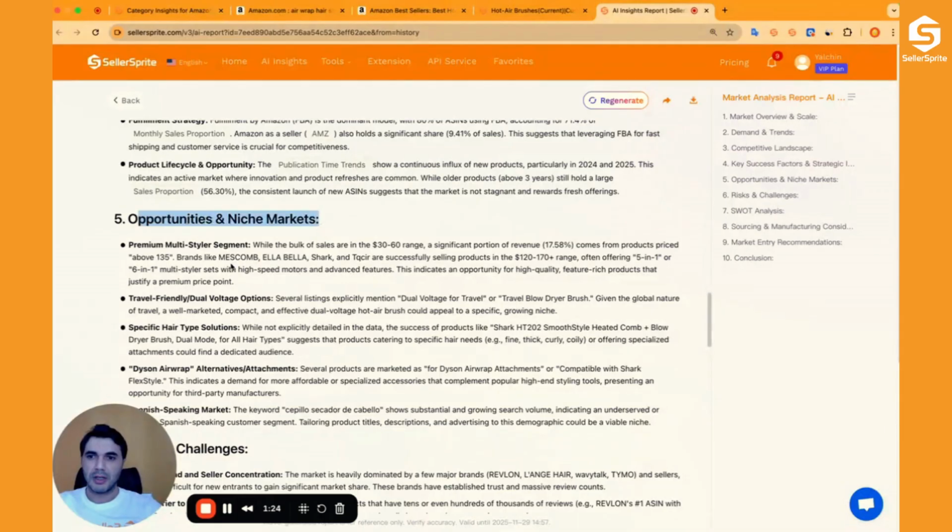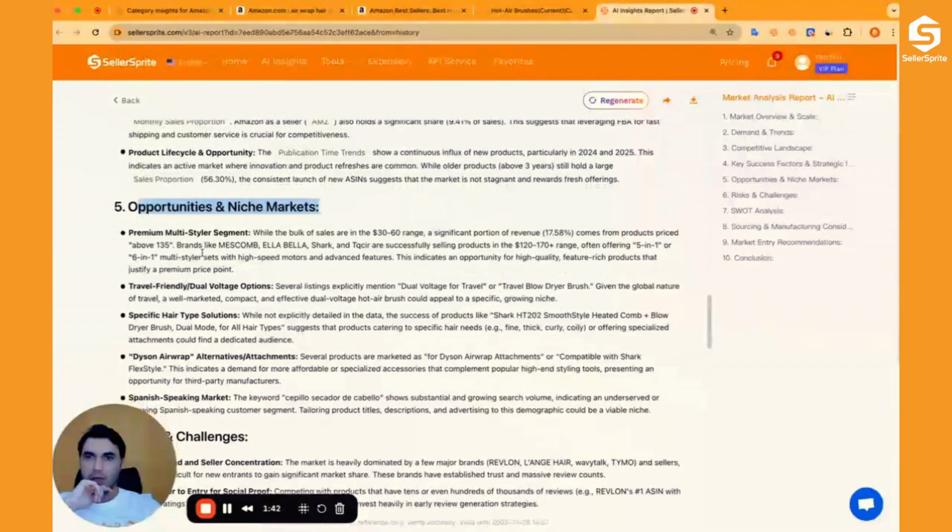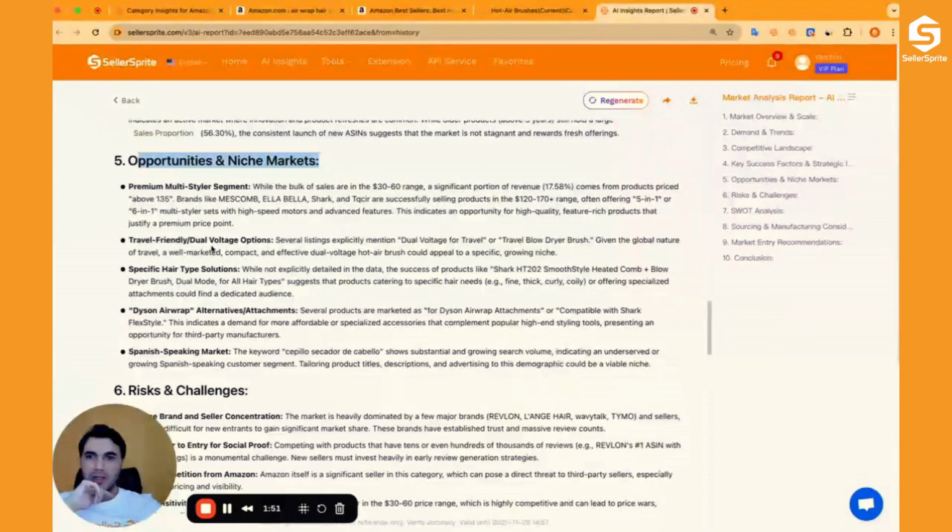Opportunity and the niche market. Premium multi-styler segment. There are some big brands that we are familiar with, like Mescom, Ella Bella, Shark, TQCIR. I believe Dyson should be here as well, but I'm not sure why not. And there are some new models like 6-in-1 multi-styler, or 5-in-1 multi-styler. Travel-friendly dual voltage options. This is the kind of product differentiation.